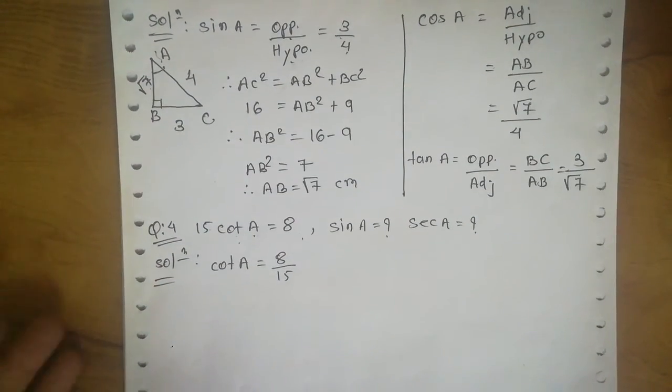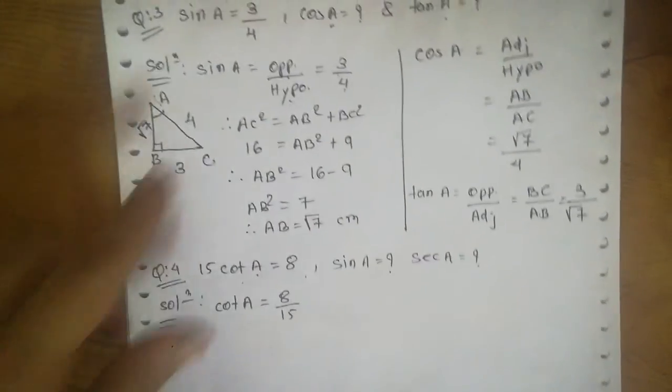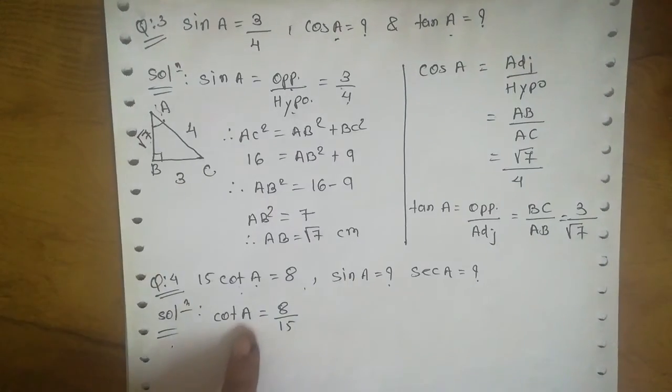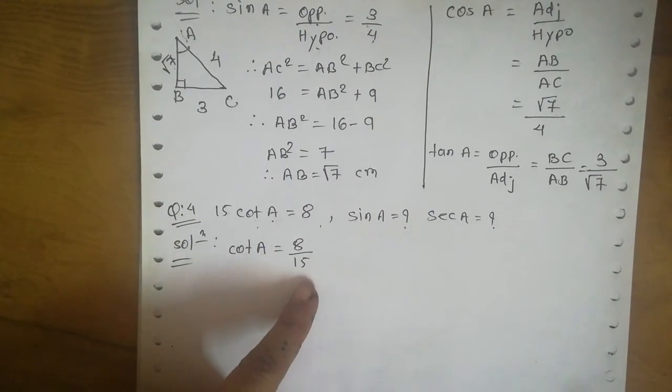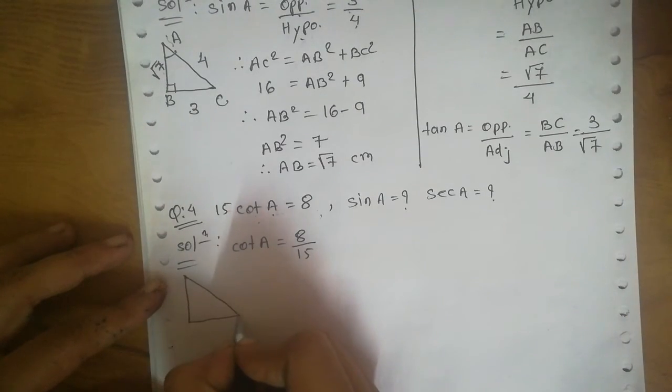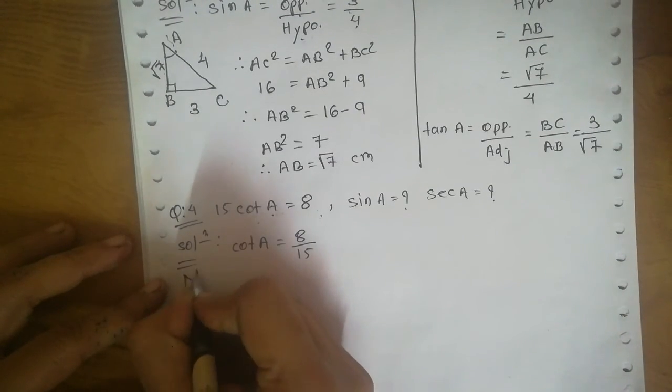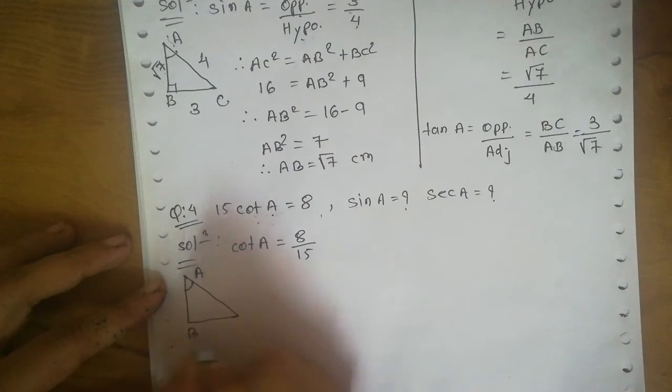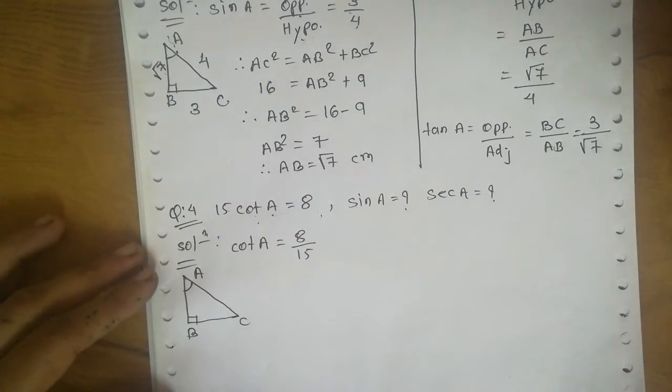And it is as simple as that. In the above question, sin A is equal to 3 by 4, and here we have cot A is equal to 8 by 15. Now we need to draw a right angle triangle and make a reference angle at A. ABC, right angle triangle at B.